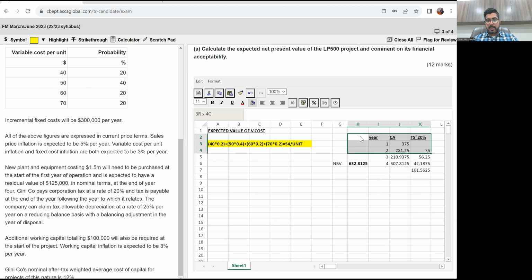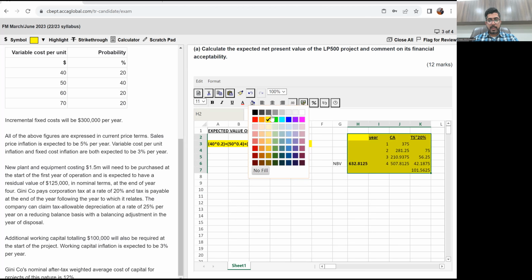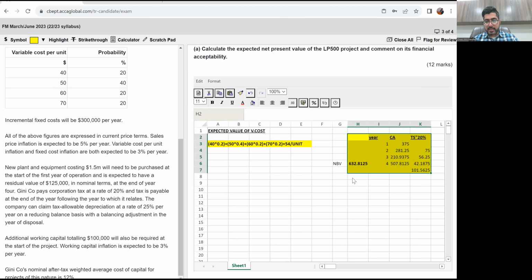We have made a capital allowance schedule, and these things have been discussed multiple times in the classes. We make a year column, then the capital allowance column, then the tax savings 1, 2, 3, 4. Year one, we take 1500 into 25%, then net book value into 25%, then again net book value into 25%. Then net book value was 632.8125, 1500 less all the depreciation, and then deducting scrap. Tax savings from capital allowances, this is the figure which will be claimed in the last year.